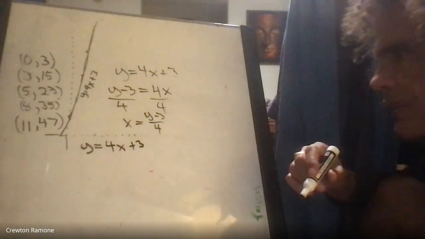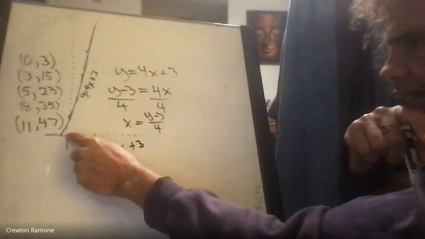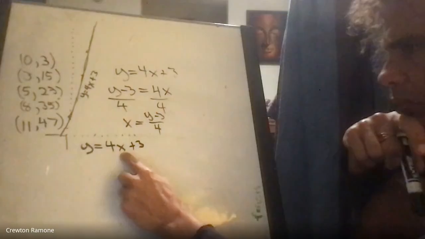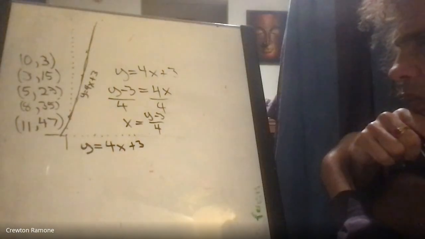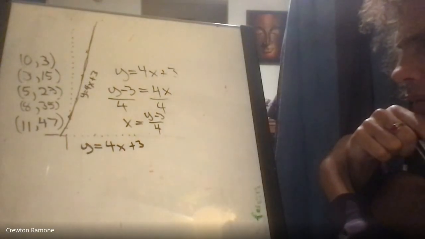So I know when x is 0, y is 3. What happens when y is 0? What's x?